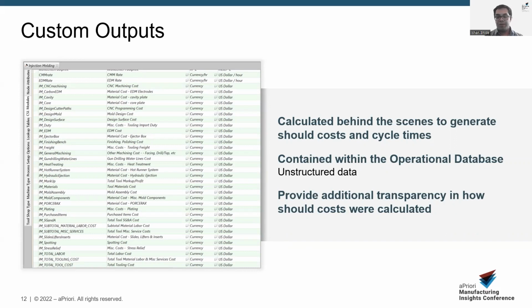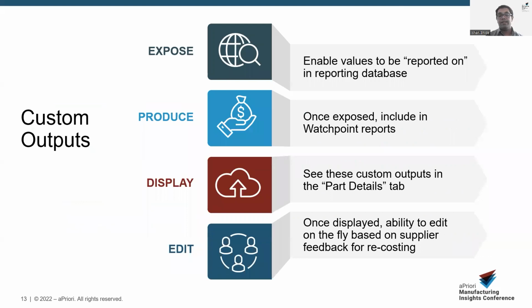In most cases, these custom outputs are contained in the operational database, which means that they're in an unstructured state. And to get them in a structured state, the custom outputs need to be exposed. So you're basically enabling them to be reported on in the reporting database. And once these custom outputs are exposed, add them to your Watchpoint reports, which I'll get into in the next slide. You can also choose to display them, which means they'll appear in the part details tab of AP Professional for your cost engineers.